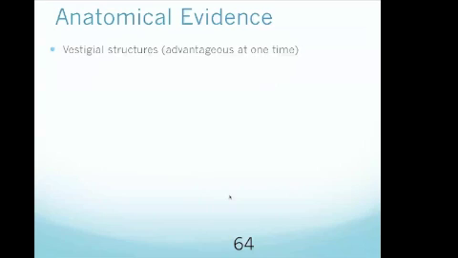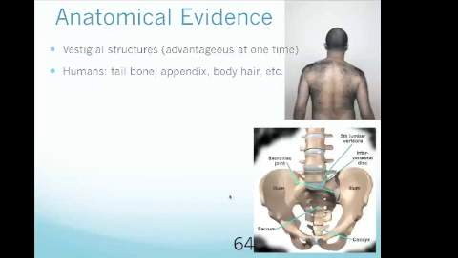Vestigial structures. What is a vestigial structure? Vestigial means that it had a purpose at one point, but no longer does. So it was advantageous at one time, but nowadays it doesn't function in the same way. So a good example in humans include things like this, the tailbone. We don't have a tail anymore, and yet we still possess the bones that at one point were our tail.